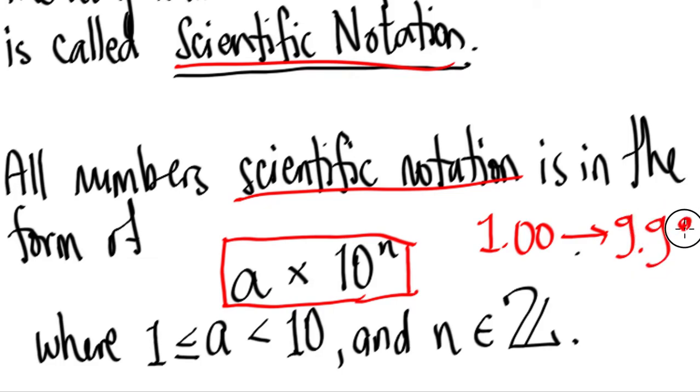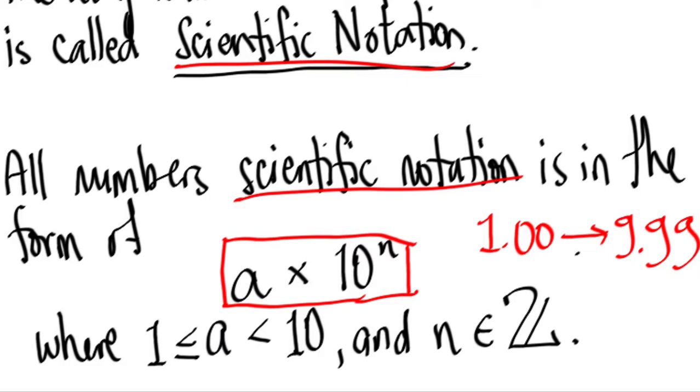In short, a must have only a ones digit which is non-zero, and no tens digit. And n, the exponent, is an integer, where n is an element of the integers. So again, a is between 1 and 9.999, inclusive of 1, times 10 raised to n, where n is an integer.